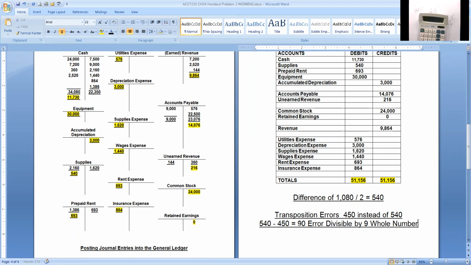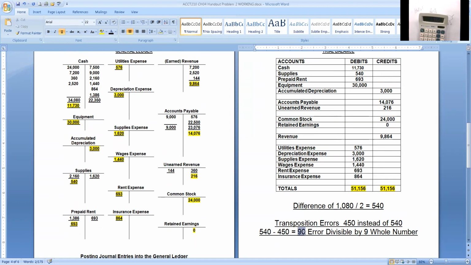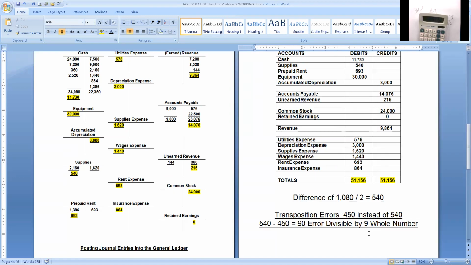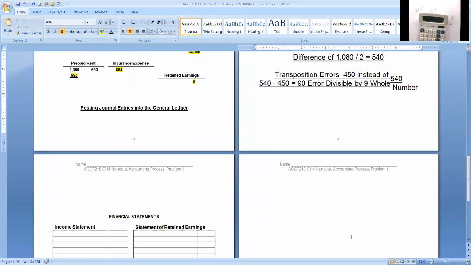So if it's off by 90, you look around, you can't see a 90 anywhere on here. If you can divide it by 9 and it comes out to be a nice round whole number, 1, 2, 3, 4, 5, whatever, it's probably a transposition error. Whenever you reverse numbers like this, they call that a transposition error, and you can find it if it's divisible by 9 and comes out a nice round number. Now, if it comes out to some strange number, 3.721, you know it's not a transposition error. But transposition errors are always divisible by 9. Okay.